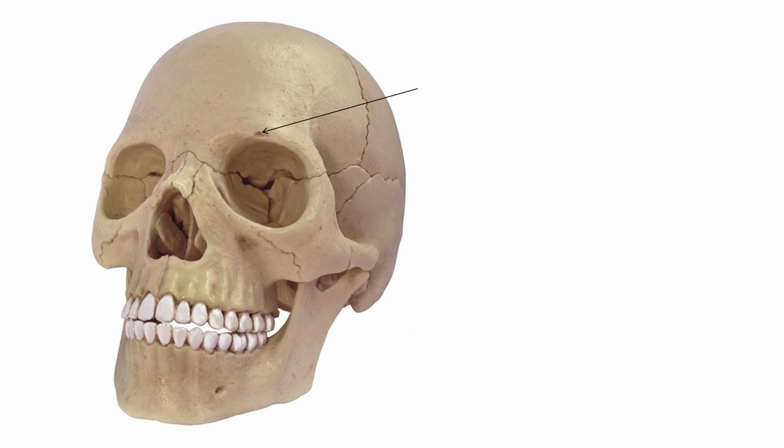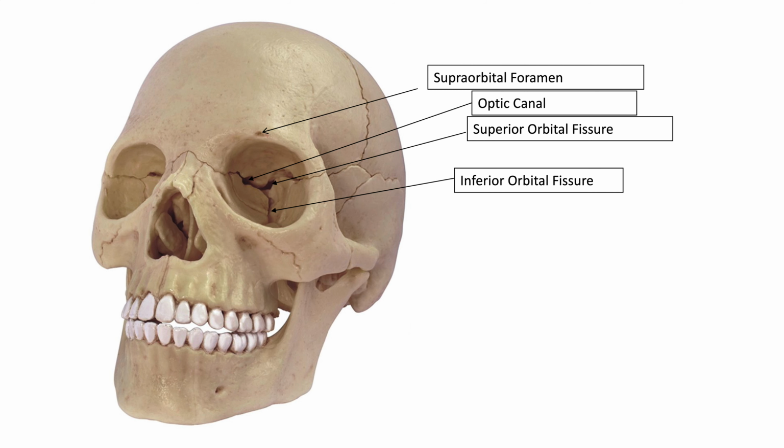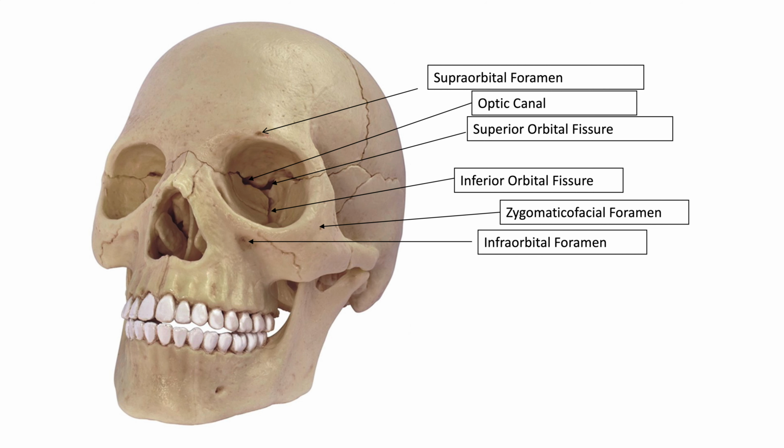This very first foramen that you see is called supraorbital foramen since it is above the orbit. Next we have optic canal. Next one is superior orbital fissure. Then we have inferior orbital fissure. Here on the cheek area it's called zygomaticofacial foramen. Down here is infraorbital foramen. And lastly we have mental foramen.